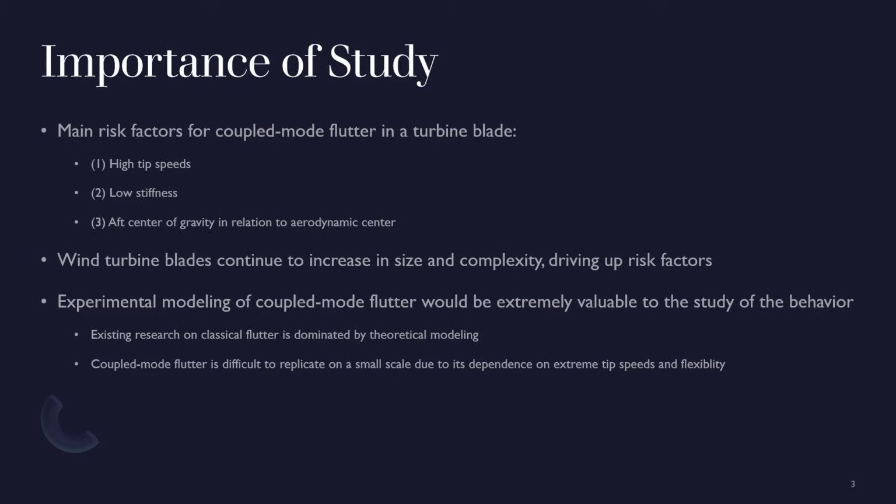These factors have brought the predicted flutter speed of existing and prototype turbine blades closer and closer to their critical rated speeds. Being able to analyze coupled mode flutter in an experimental setting would enable researchers to study the behavior to a far greater extent in comparison to the existing theoretical models. However, because classical flutter risk increases with size, replicating this behavior in an environment as small and confined as a wind tunnel is a difficult task.